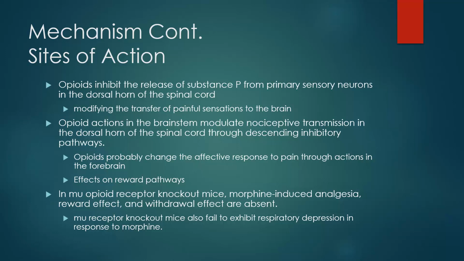Interestingly, in mu-opioid knockout mice, morphine-induced analgesia, the reward pathway, and the withdrawal effect are gone. So again, it helps with the pain when you have no mu receptor, but the reward effect and withdrawal effect are gone. They also don't have any respiratory depression in response to morphine. So again, this is the mechanism they use to determine the effective drug on each receptor, which receptors are important in what.